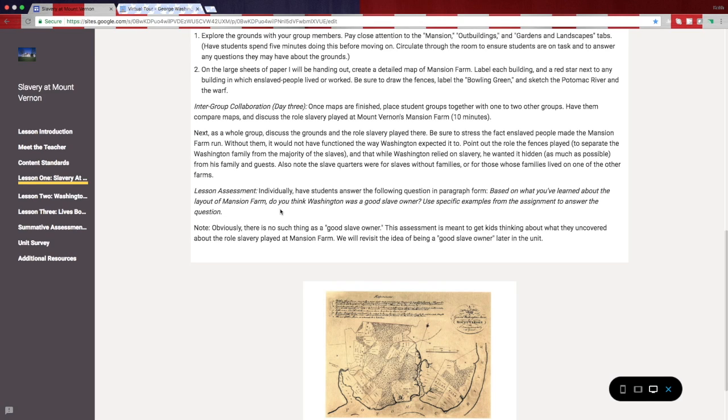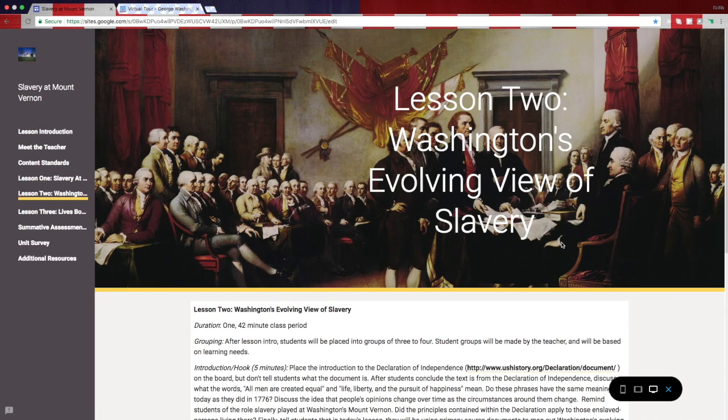But what I hope kids find out through this unit is there really was no such thing as a good slave owner. It's really hard to say anyone who owned another person was a good slave owner. Now, we will address that question, a good slave owner, throughout the rest of this unit. In lesson 2, we're going to be analyzing primary source documents.